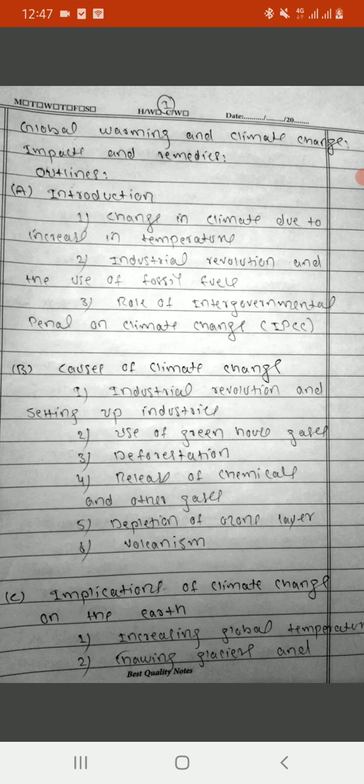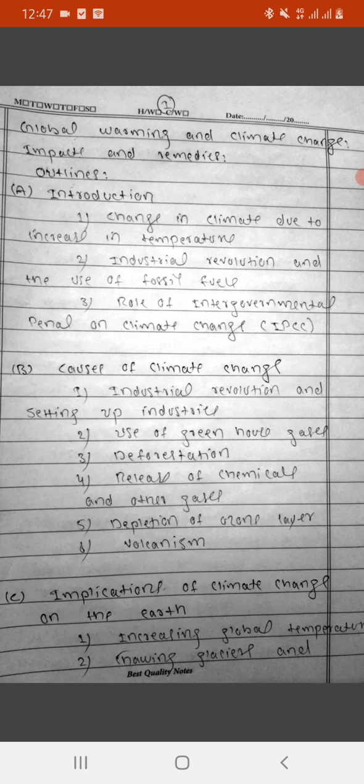So in the introduction, you will be defining what climate change is, pre-industrial revolution and after industrial revolution, and then the role of the Intergovernmental Panel on Climate Change. So this is the introduction. You will be writing it in 1 to 1.5 pages. Then in the second topic, we will be discussing the causes of climate change.